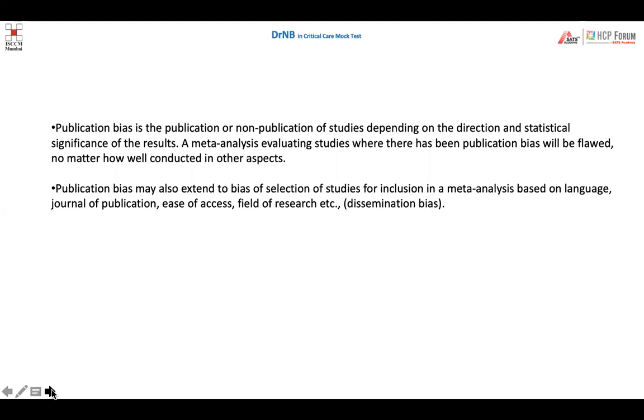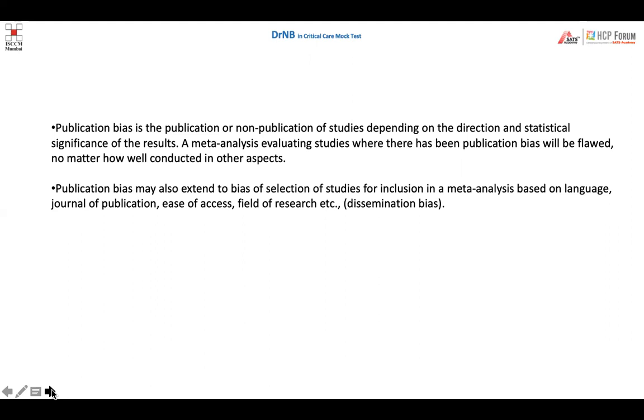So publication bias is the publication or non-publication of studies depending on the direction and statistical significance of the results. A meta-analysis evaluating studies where there has been publication bias will be flawed, no matter how well conducted in other aspects.